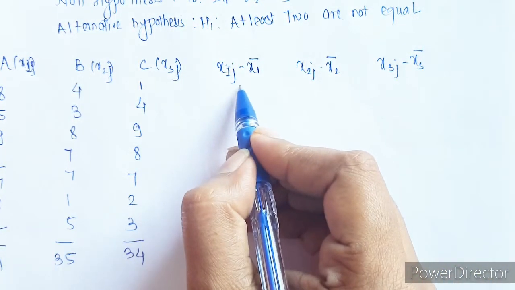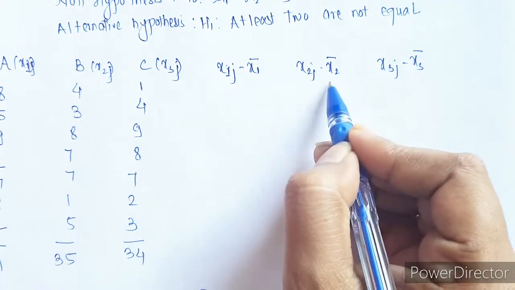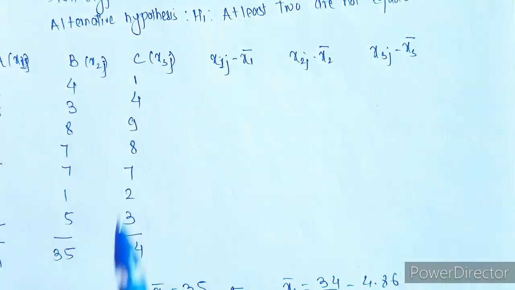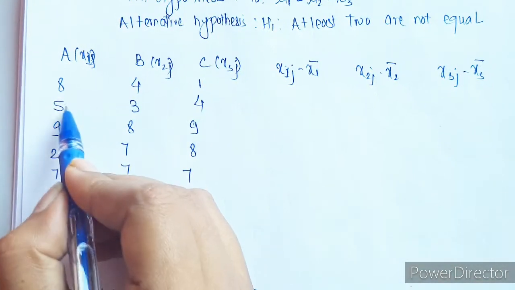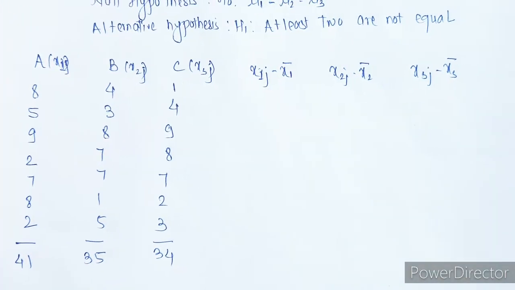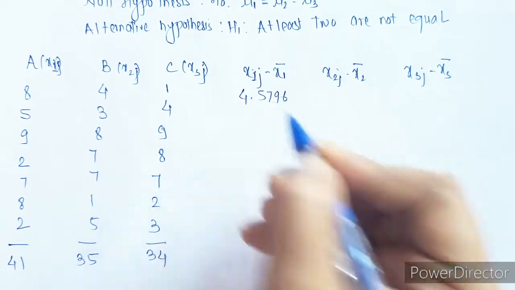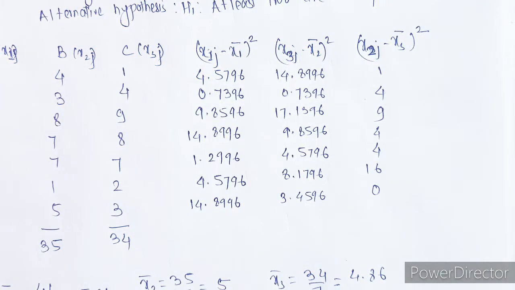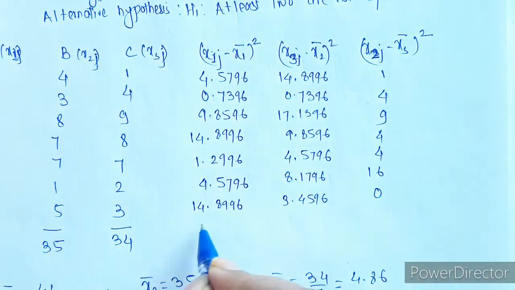So this is of the first class, second class and third class, or we can say of first hospital, hospital A, hospital B and hospital C. Let me just calculate this. So first is 8 minus 5.86. Okay, this 8, here 8 minus mean, that is 5.86, which is equals to 4.5796. Let me just calculate this and get back. Okay, so these are x1j minus x1 bar whole square. So I already calculated this. Now we just have to find sum of this.